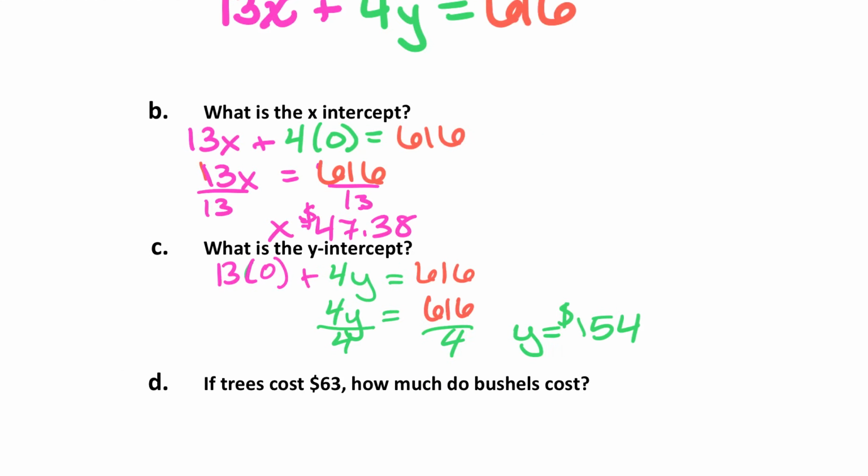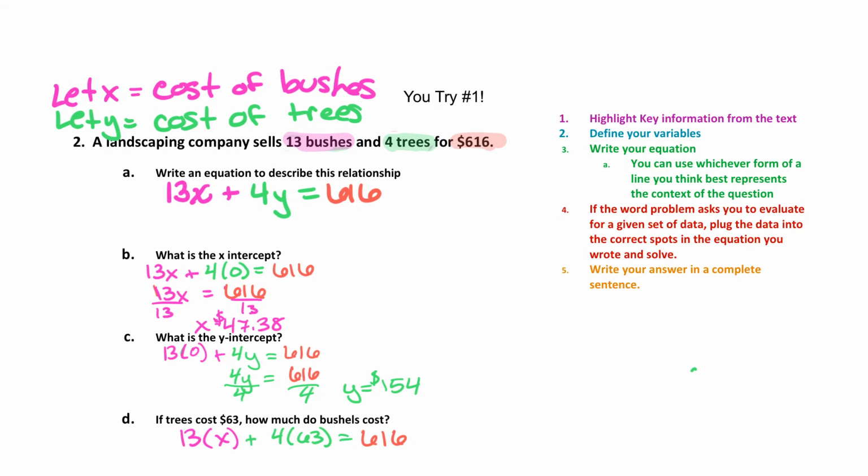So the last part of this question, it says, if trees cost $63, how much does a bush cost? So I'm on my step 4 over here. If the word problem asks you to evaluate for a given set of data, plug the data into the correct spots in the equation you wrote and solve. So this says the tree costs $63, well, I need to plug it in for my tree data and then solve.